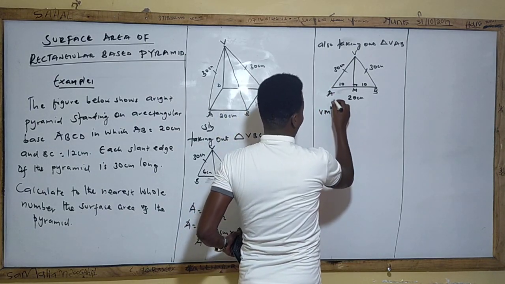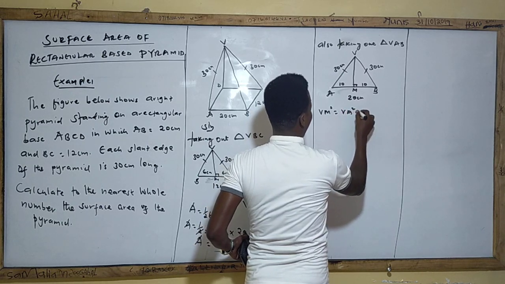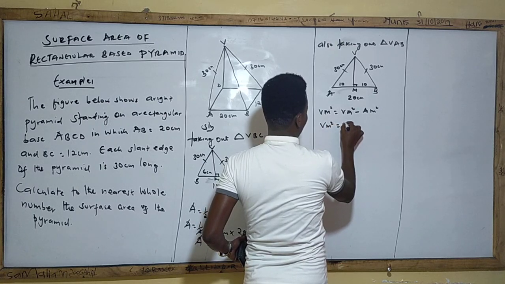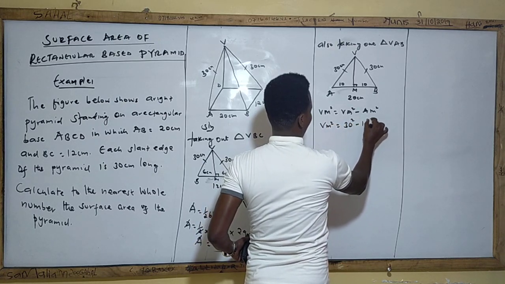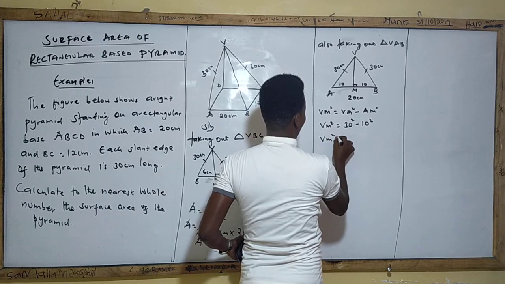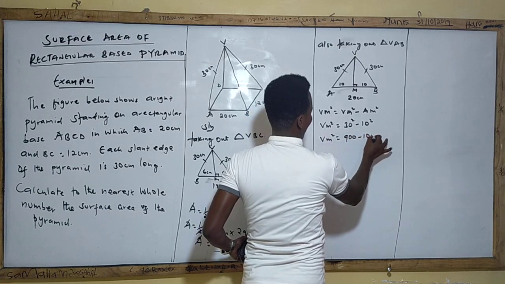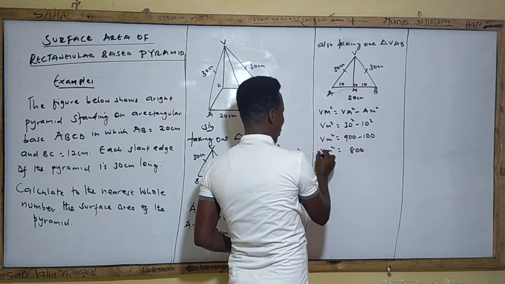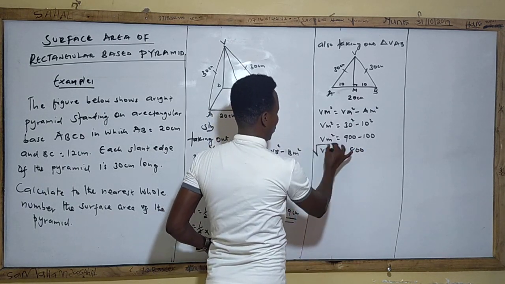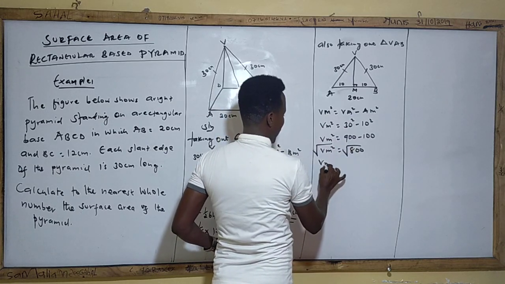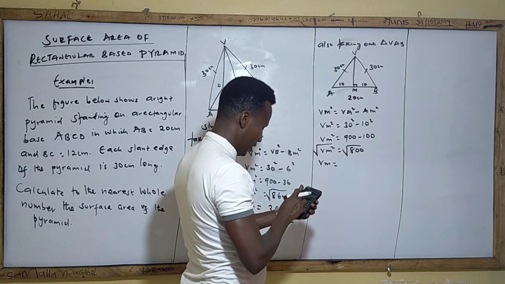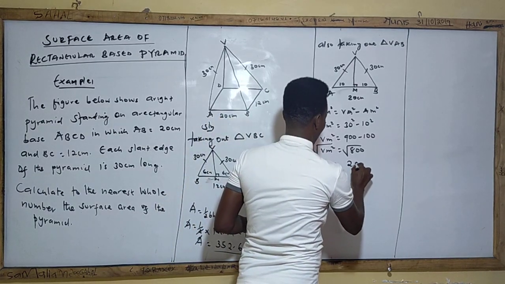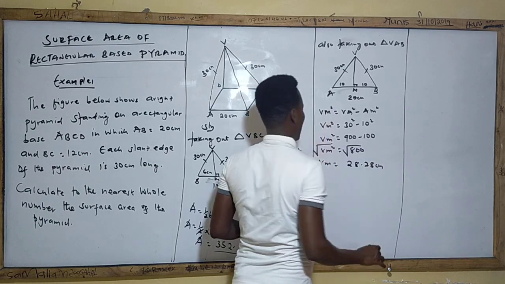VM squared is equal to VA squared minus AM squared. So VM squared therefore is equal to 30 squared less 10 squared. So VM squared therefore is equal to 900 minus 100, which is 800. So I want to get VM. Remember, I will introduce root. Then VM therefore is equal to the square root of 800. Root 800. That's 28.28 centimeter.